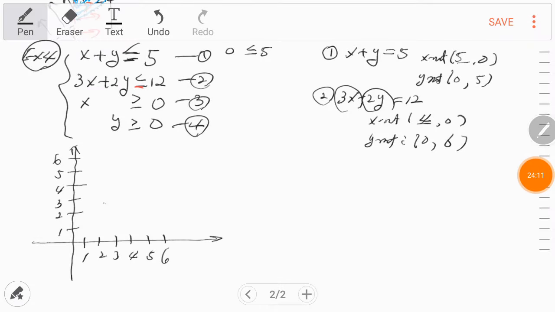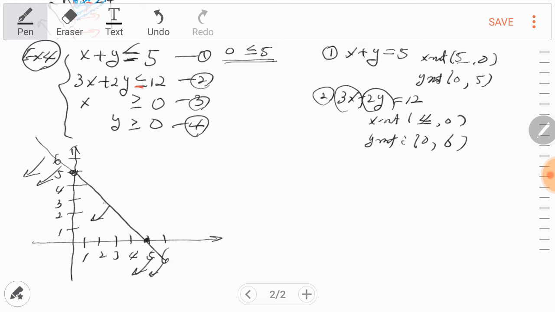Okay, so the first inequality: the x-intercept is 5 and the y-intercept is also 5. So draw a straight line like this. And then for the solution area, 0 is less than 5. This is true, so below the black line.